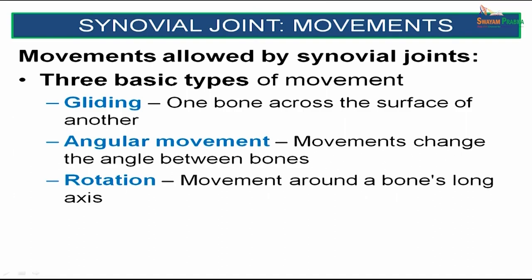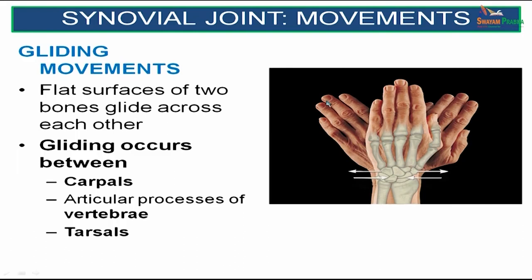Now, we have to understand movements of joints. There are three basic types of movements in any joint. Either they may be gliding, or they may be angular, or they may be rotation movement. So, if we look at this picture here, we can understand gliding movement. In gliding movement, the flat surfaces of bones glide over each other. And we can see such gliding movement in carpals, articular processes of vertebrae and tarsals.